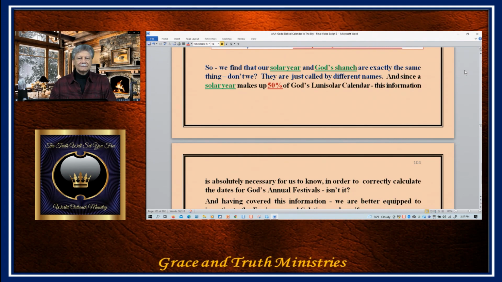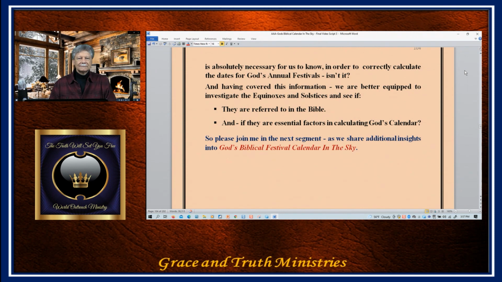And since a solar year makes up 50% or 1/2 of God's lunisolar calendar, this information, friends, is absolutely necessary for us to know in order to do what? To correctly calculate the dates for God's annual festivals, isn't it? It's very important for us to know what begins and ends his year, his physical solar year. Not his festival year, his physical solar year.